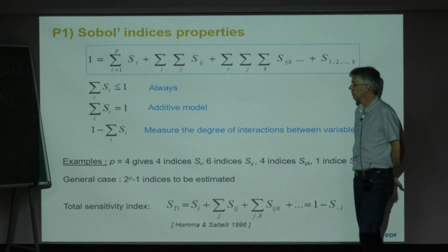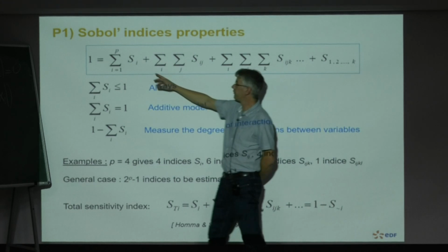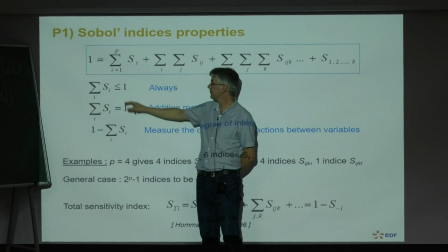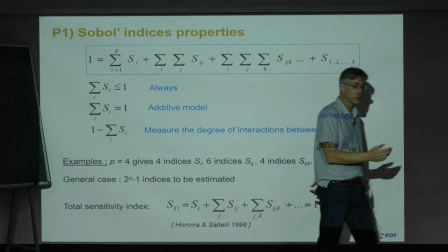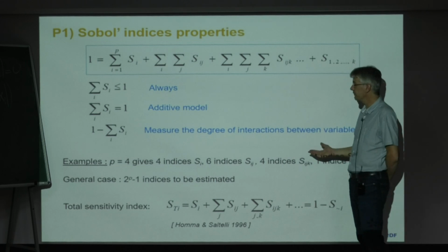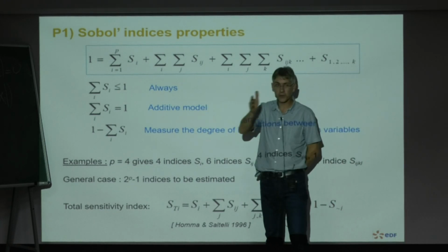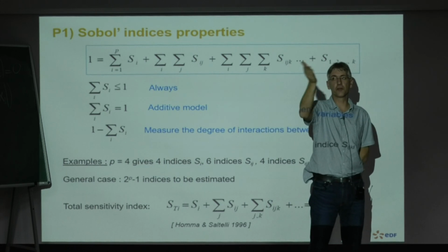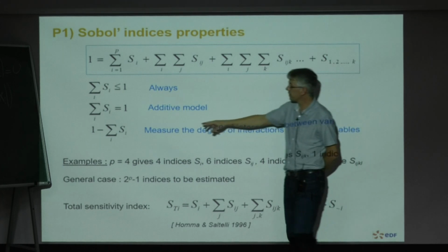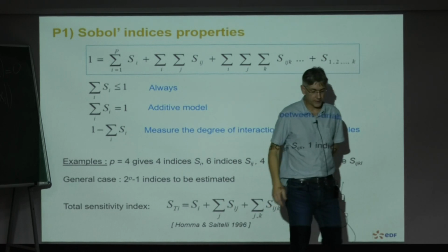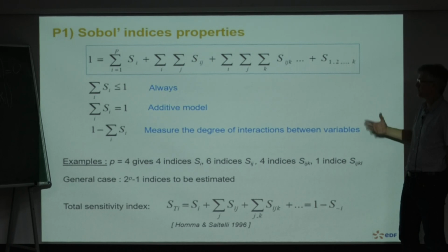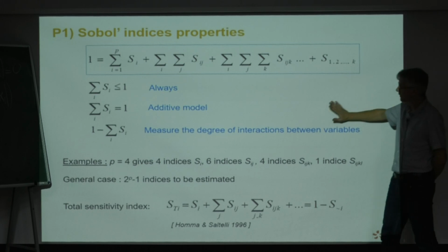Okay. So what we can say is that the sum of all first order indices is always smaller than 1. When it's 1, it means that the model is additive. You don't have any interaction terms. So this is an additive model, and you can decompose J into a sum of a function of each variable. And finally, 1 minus this sum is a kind of measure of the degree of interactions between the variables. Okay?